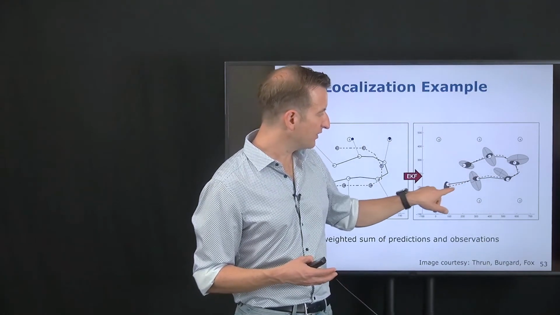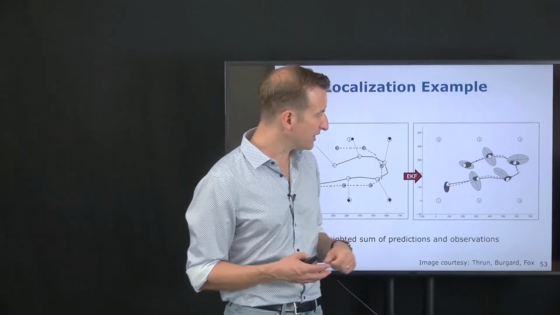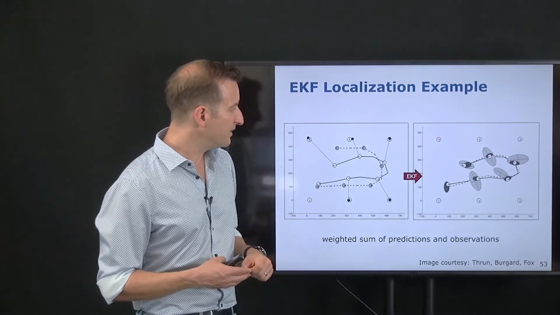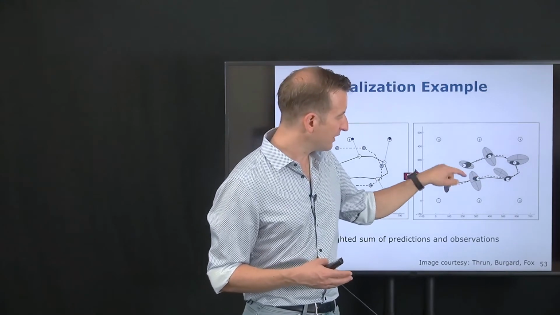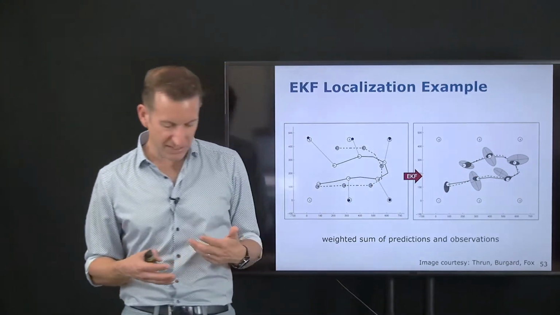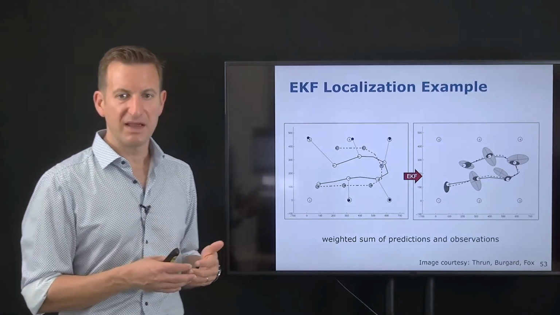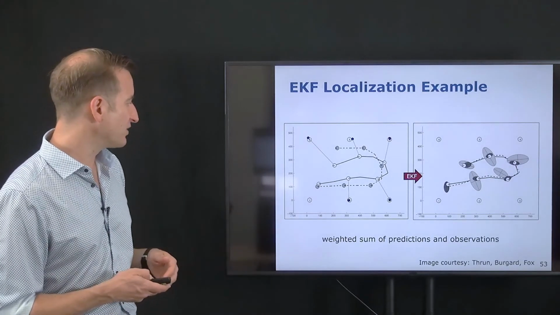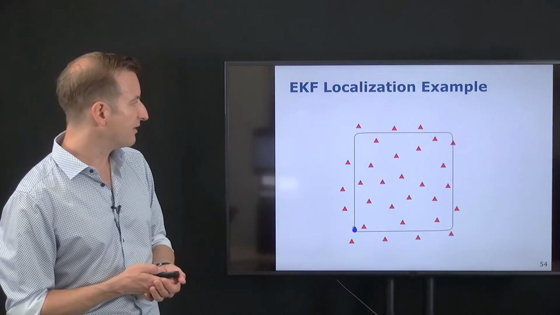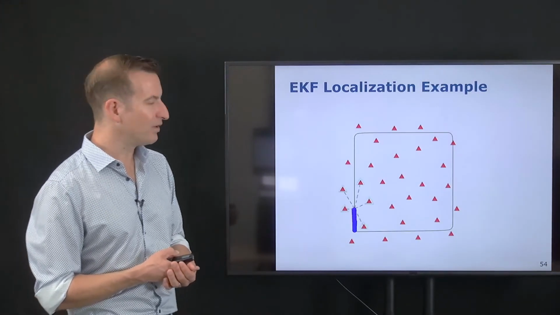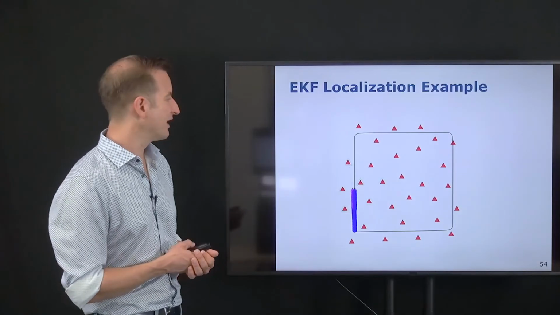So here you can always see the uncertainty of the prediction and the observation being integrated. This is the uncertainty of the belief. Then you have the prediction and observation taken into account, combined in a recursive state estimation fashion. So in the end, it's a weighted sum of the predictions and the observations. And this is a small video example of how that looks in reality.